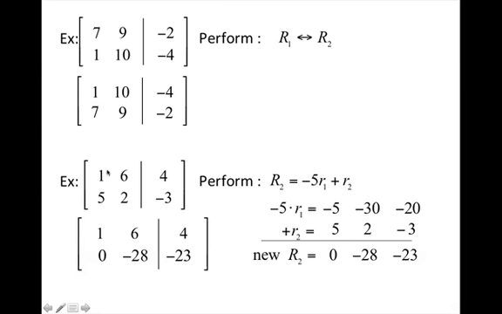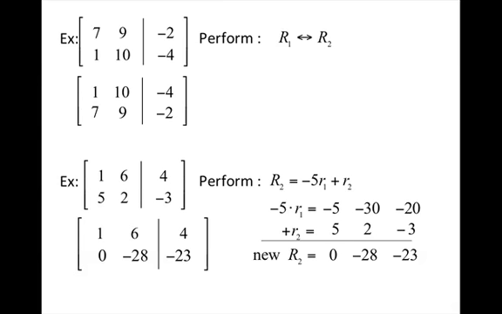I want these two numbers to be opposites so that when I add them, I get a 0. So since I have a +5, I need the 1 to become a -5. So I multiplied that entire row by -5. I added it to the row I wanted to change, and that gave me the 0.